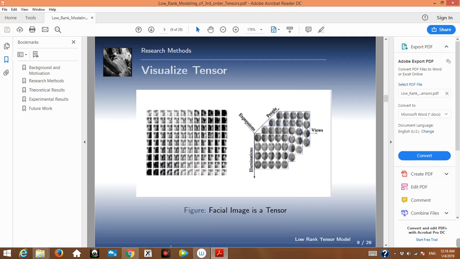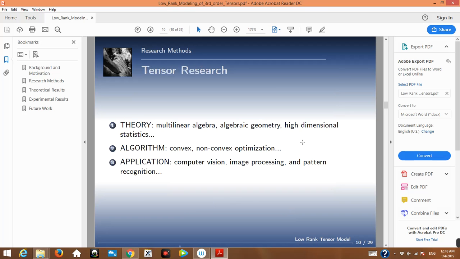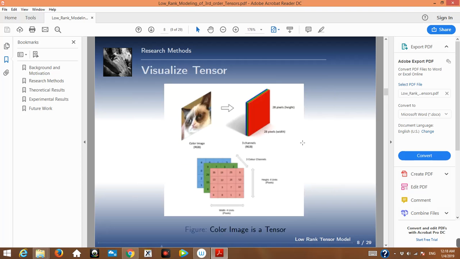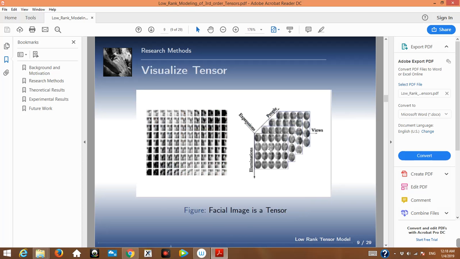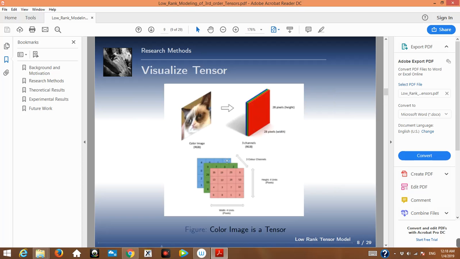Now we look at this example. This is a facial image, and we know that this facial image dataset has several features. One feature is expressions, one feature is people, one feature is views. So it is very efficient to use a tensor to represent this facial image dataset. So this tells us that it is very useful to study the tensor structure of datasets.